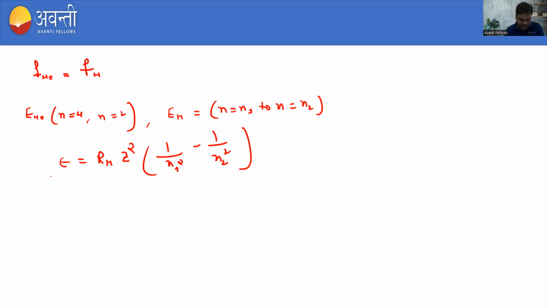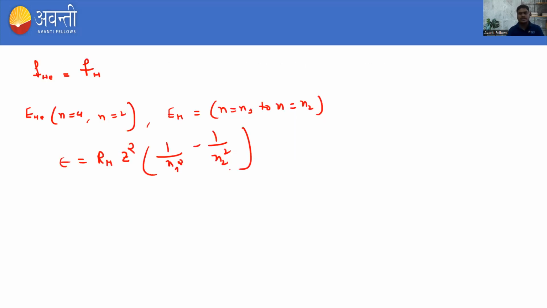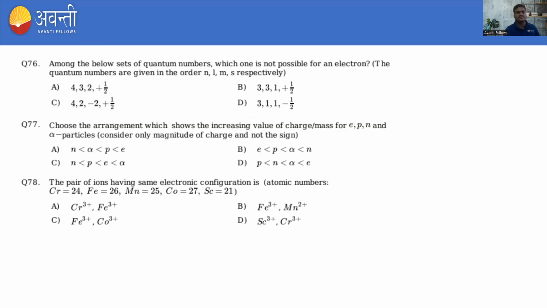Substitute the values and from the various options you will get this one, that is 2 and 1. So option B is absolutely correct, because for this only the frequency of helium is equal to the frequency of hydrogen. When you put all these values, you come to know that this option equates, n2 and n1. So this is the correct answer for this question.